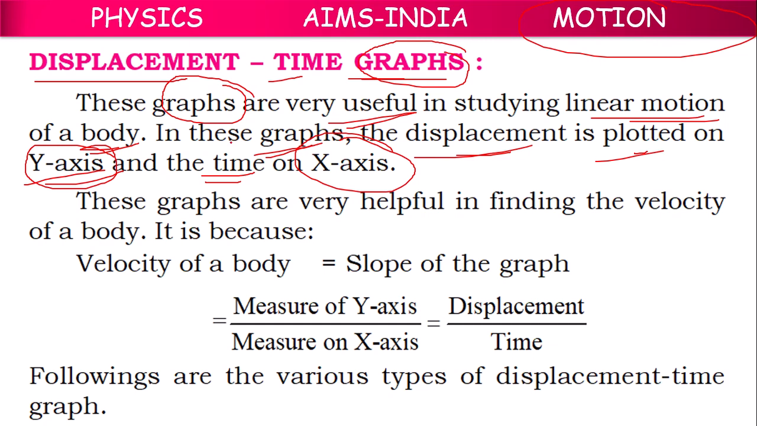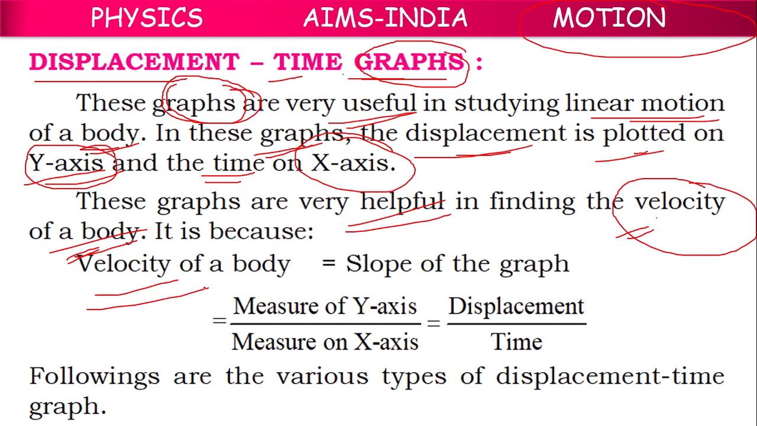So if displacement and time is given, we can draw these kinds of graphs, and with the help of these graphs, we can find the velocity of a body. So these graphs are very helpful in finding the velocity of a body. How to find the velocity of the body? It can be calculated with the help of slope of graph.